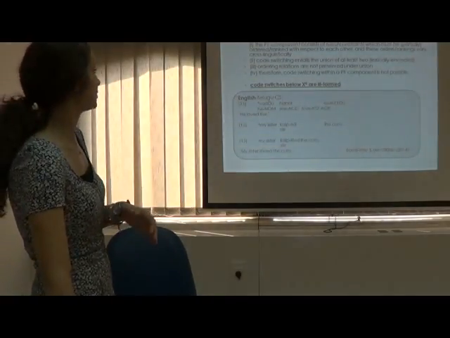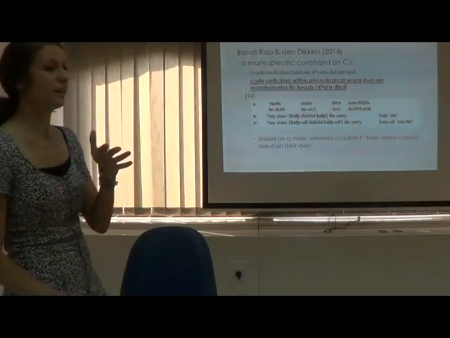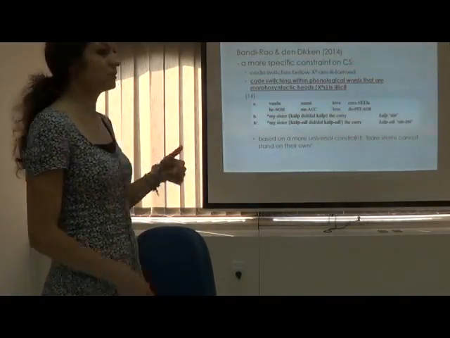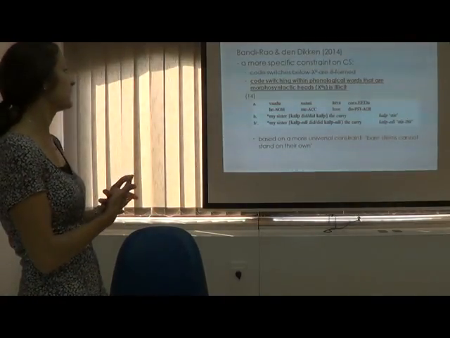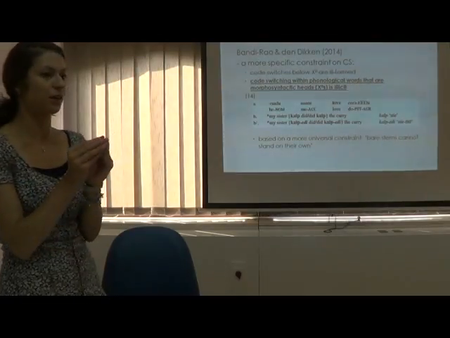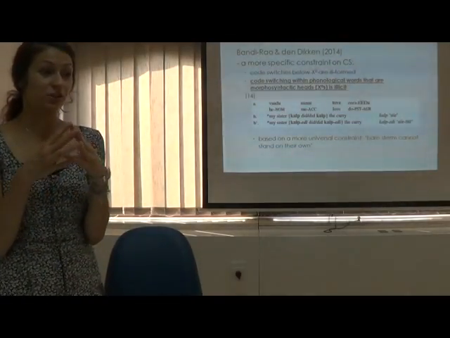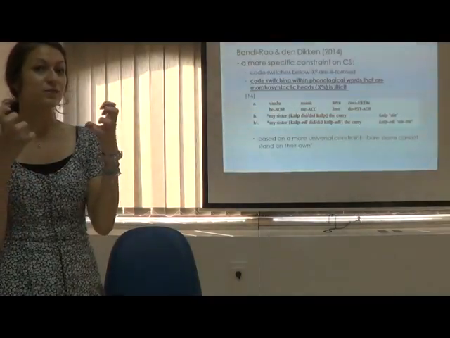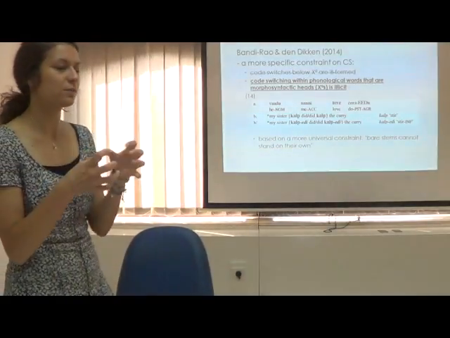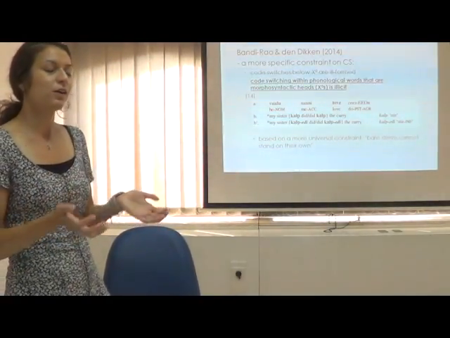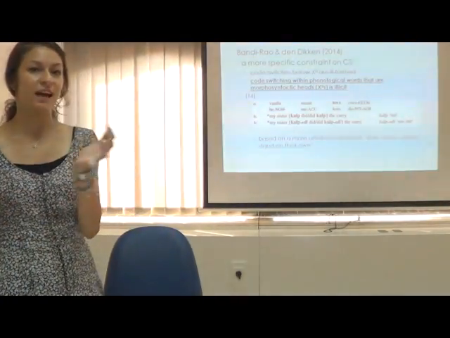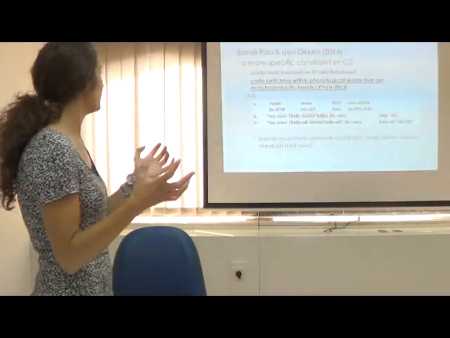A lot of explanation was done in their papers, but basically they refined the P of disjunction theorem, and they said that code switching between phonological words that are morphosyntactic heads is not possible. But if it's just a phonological word comprised of two morphemes, for example, in a very simple way, then it's possible. So code switching within a phonological head is possible, but within a syntactic head is not possible.